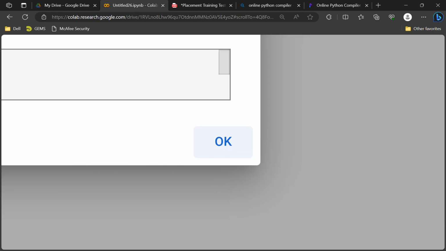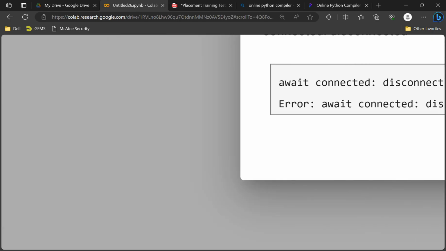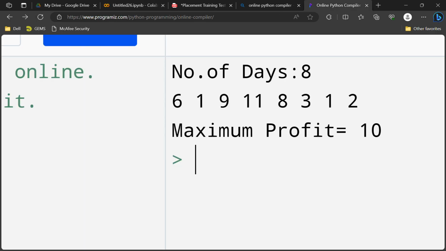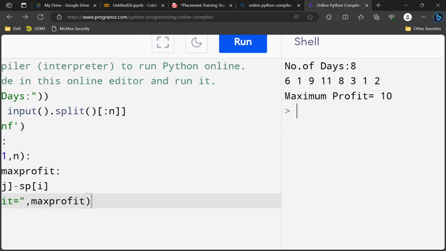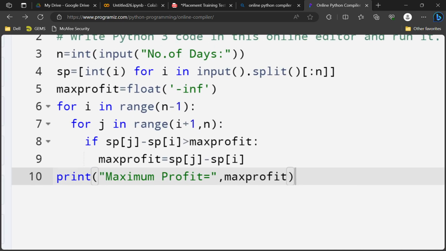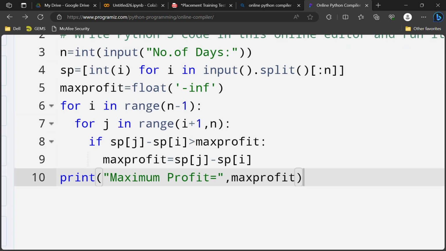So let us get back to this one. It got disconnected. Okay, let it be. We have checked with an online Python compiler and this is the code. If you want to have this code, you can pause the video for a while and get it.